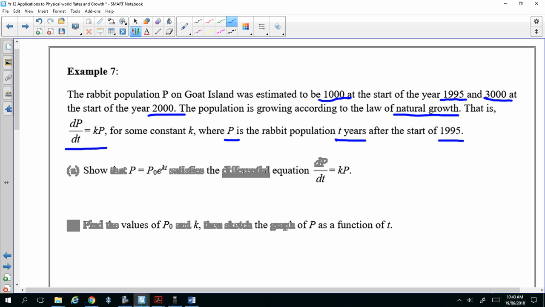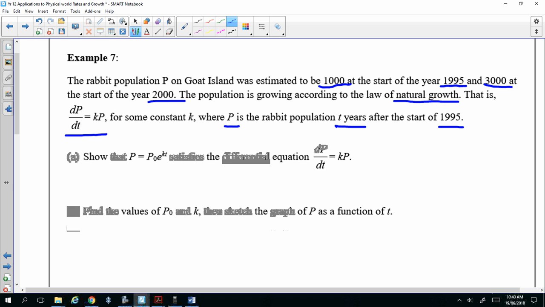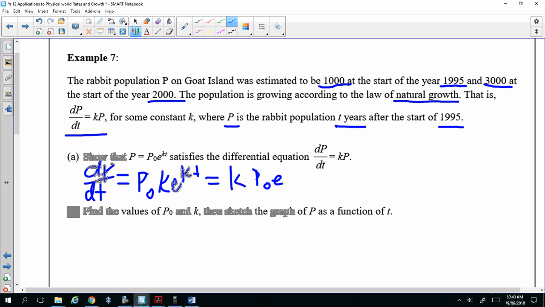We know how to prove it before. Let's do that again. It's very easy to prove. dP/dt first equals P0 k e to the power of kt. That's your first step. Second step, write the k in front, k P0 e to the power of kt. And then you just have to replace this by P. So you write equal to kP. So the result is proven. You have to show these steps to prove this result.